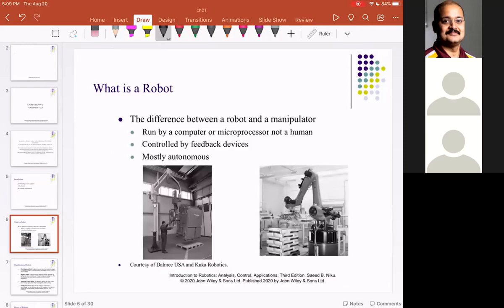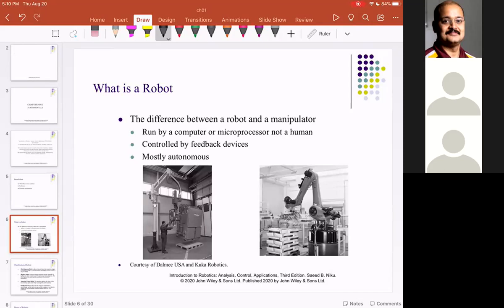So what is a robot? There is a difference between a robot and a manipulator. A manipulator is a thing that manipulates. A robot is something that already has the brain and the computer and the control. So you have a mechanical subsystem that is controlled by an electronic subsystem, which has computers, and it also has sensors. This integrated system is a robot.